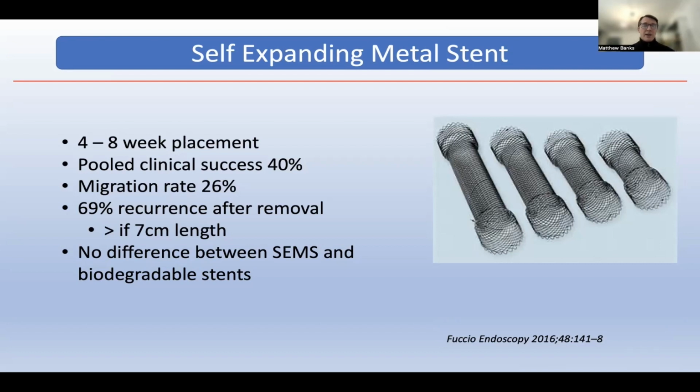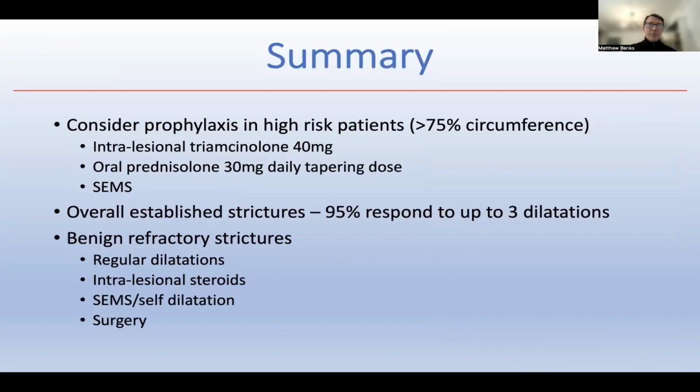In a large pooled study, the clinical success rate overall was 40%, but with a reasonably high migration rate again of 26%. Unfortunately, once the stents are removed within 4 to 8 weeks, avoiding embedment, there's a recurrence rate of up to 70%, and then you may need to place more stents. There's very little evidence to suggest biodegradable stents are superior to self-expanding metal stents, but of course, as I said before, they don't need to be removed, but be careful, they can cause pain.